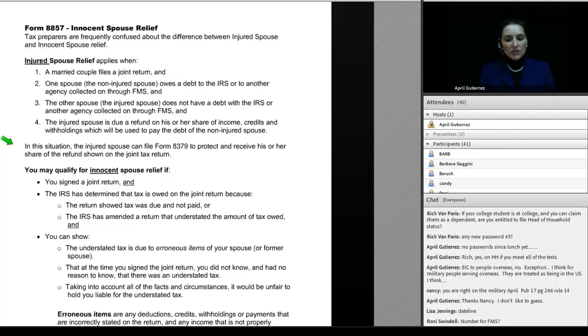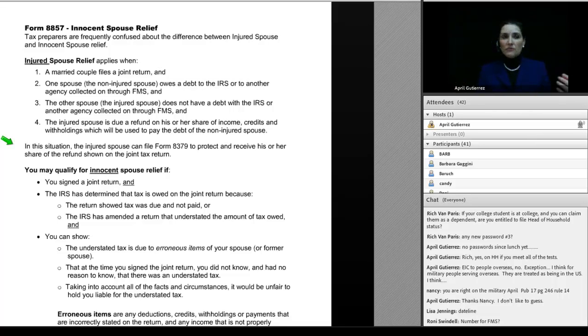In this situation, the injured spouse can file Form 8379 to protect and receive his or her share of the refund shown on the joint tax return. The injured spouse form can be filed with the tax return electronically, or equally as often, it may be the case that my client comes into me and says, my refund never came.